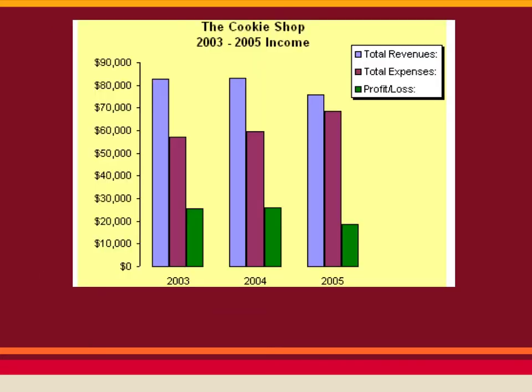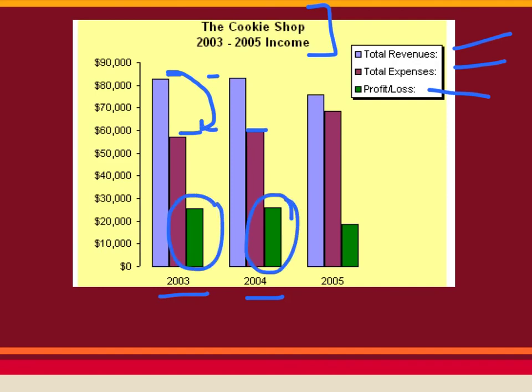All right, in this graph, again, we're taking a look at total revenues, total expenses or spending, and total profit of a particular cookie shop between 2003 and 2005. Okay. We look at 2003 and 2004, and we see that their total revenues are generally the same. Their total expenses, or their total spending, is about the same. And as a result, because revenue minus spending equals profit, their profits are about the same. However, if we look at 2005, we see slight differences.